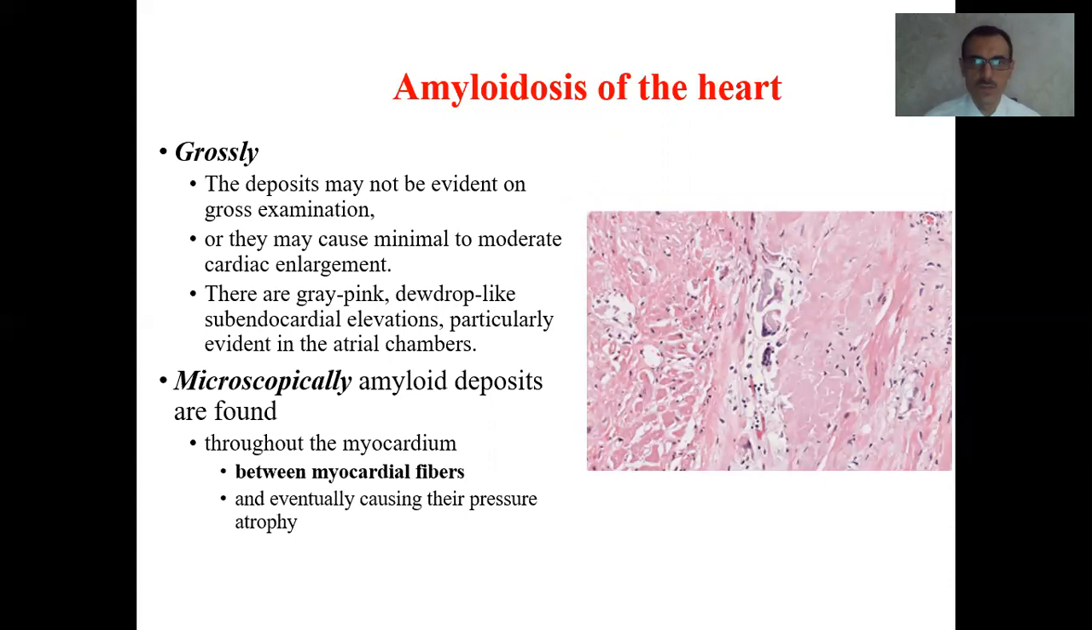The amyloidosis of the heart, or cardiac amyloidosis. Grossly, the deposits may not be evident on gross examination, or they may cause minimal to moderate cardiac enlargement. There are gray-pink, dewdrop-like subendocardial elevations, particularly evident in the atrial chambers. Microscopically, amyloid deposits are found throughout the myocardium, between the myocardial fibers, eventually causing their pressure atrophy.